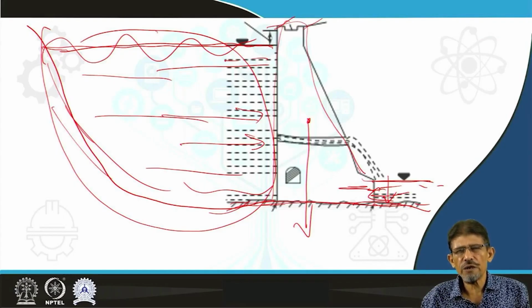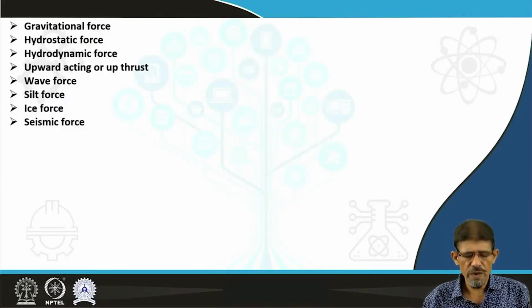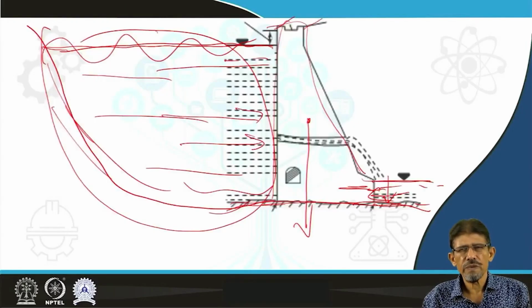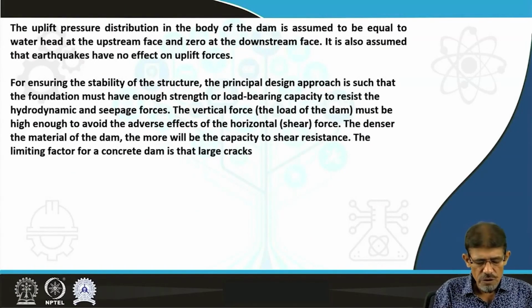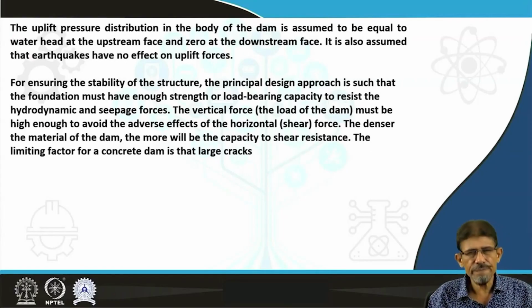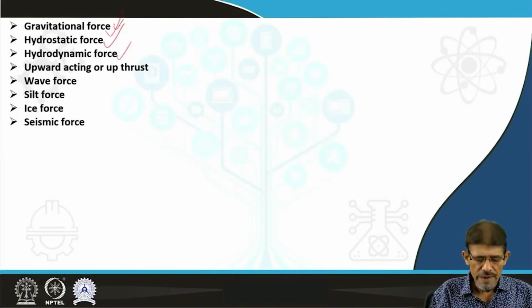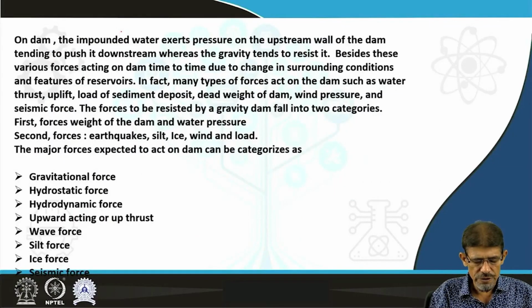So it is very important to analyze forces acting on a dam, which is going to influence the stability of the dam. If we are going to see the different types of forces, the major forces acting on a dam are the gravity force, hydrostatic force, and hydrodynamic force. If we are going to see the different types of forces acting on a dam, then we can see the various types of forces concerned with this.